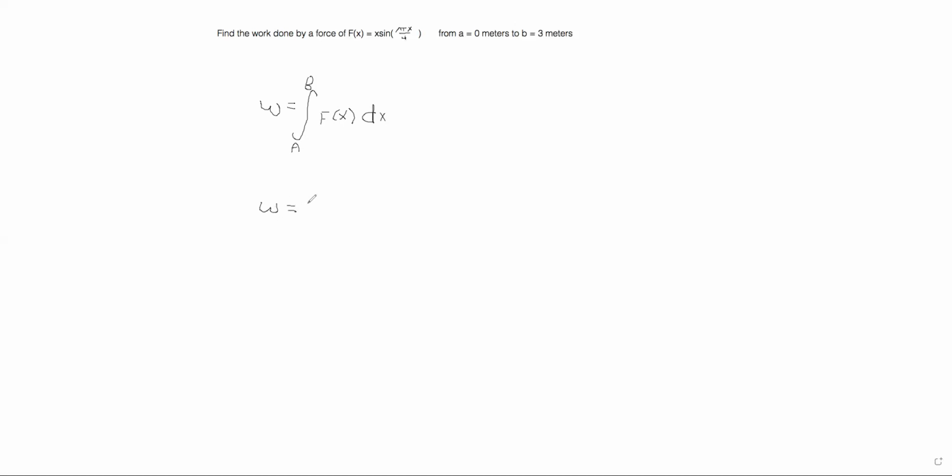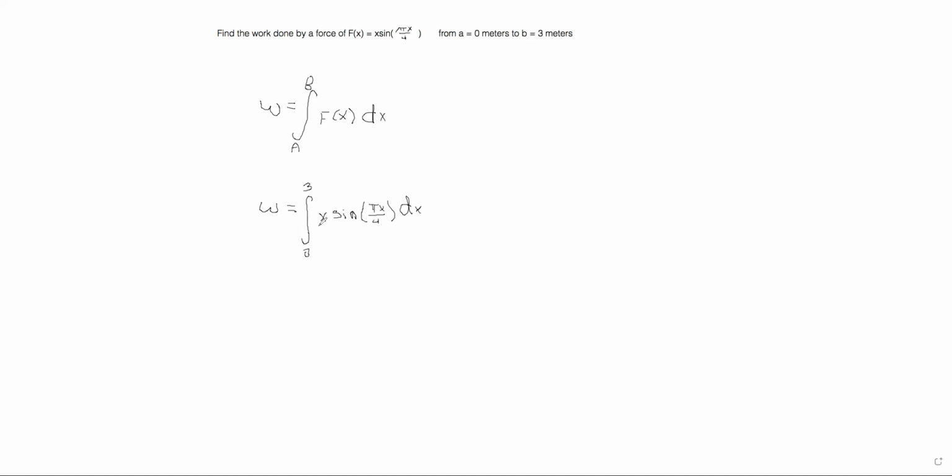So we want to set up the integral like this. So the work is going to be equal to the integral. We know we're going from 0 to 3. And our force function given is x times sine of the quantity pi over 4 x. So now that we have it set up, that is half the battle. Half the battle is knowing what goes where and how to set up the integral properly. And then the other half of the battle is actually doing the integral and getting your answer.